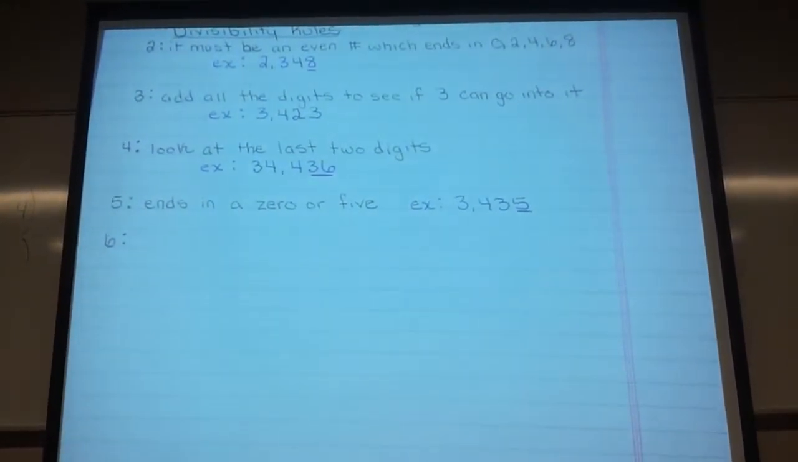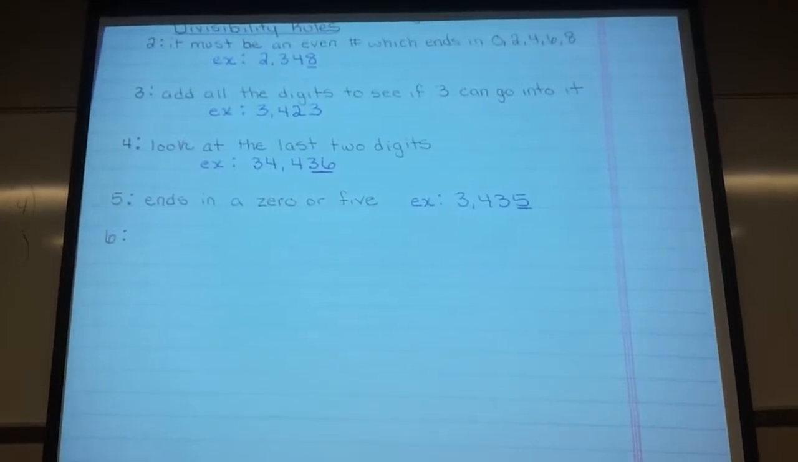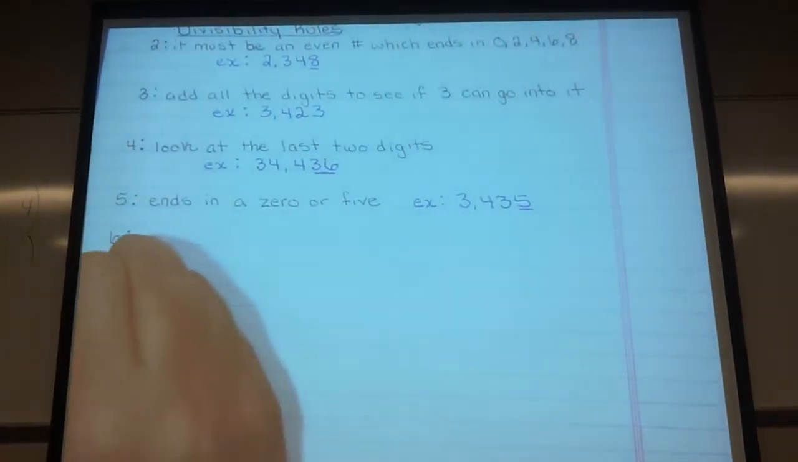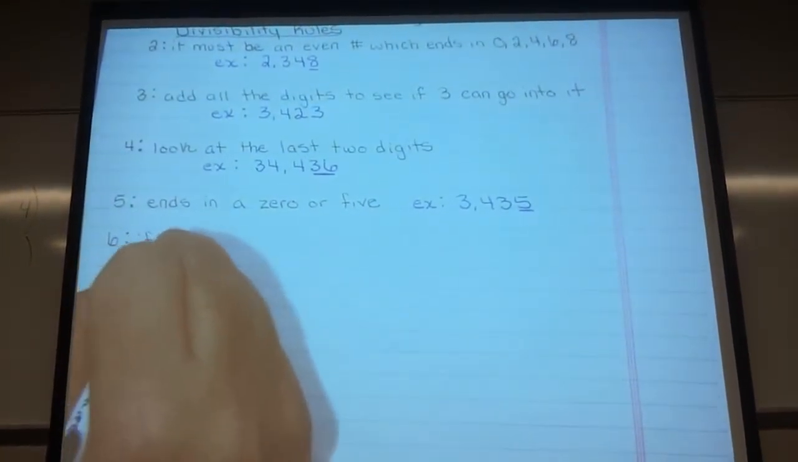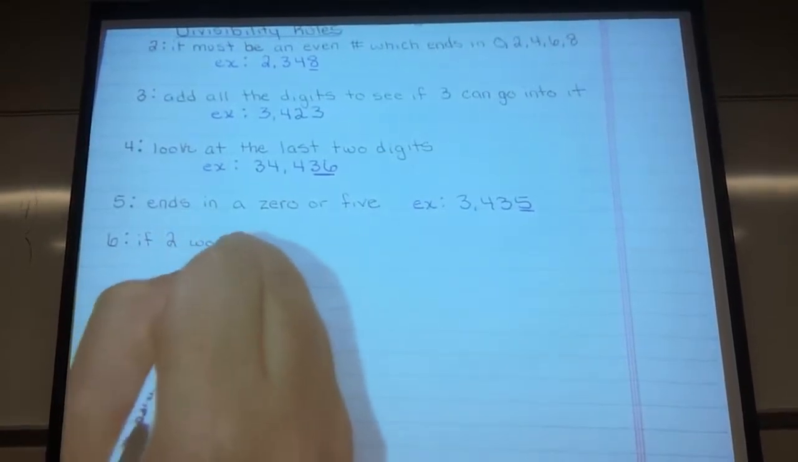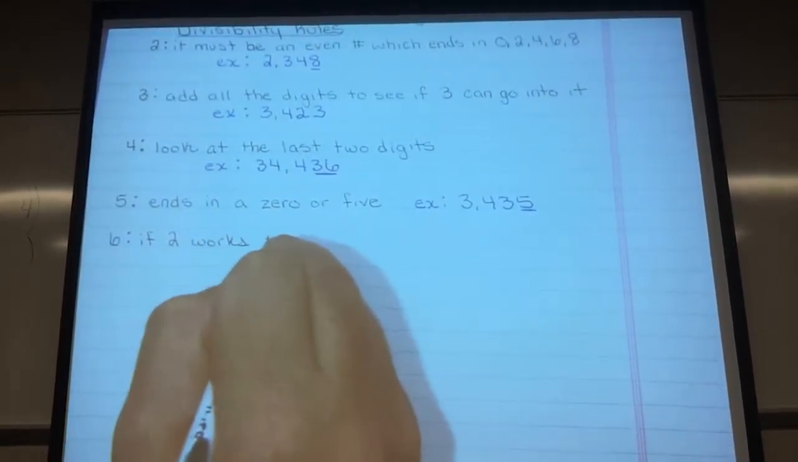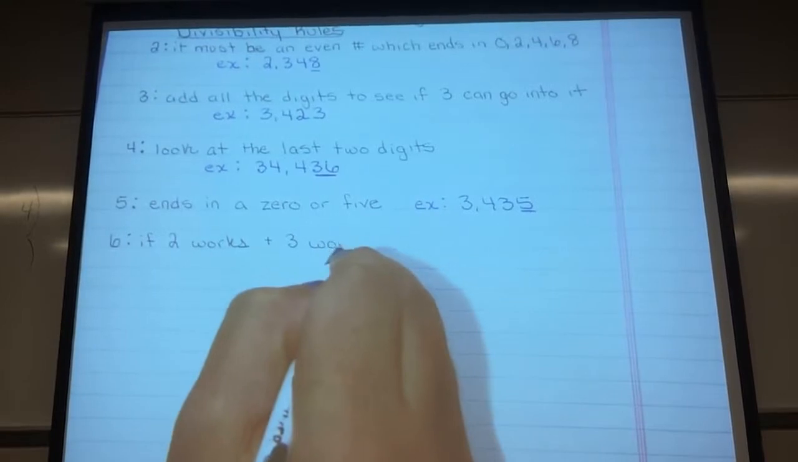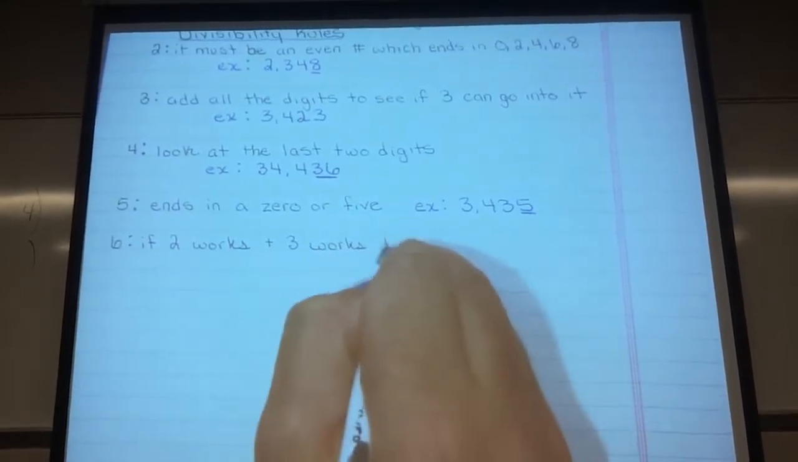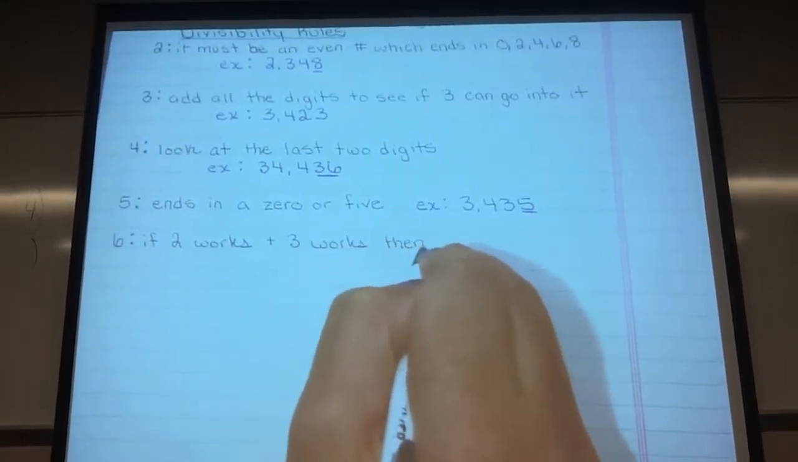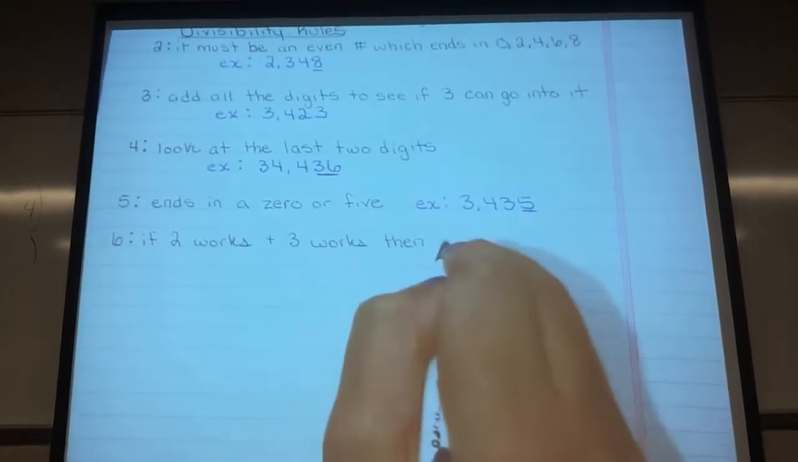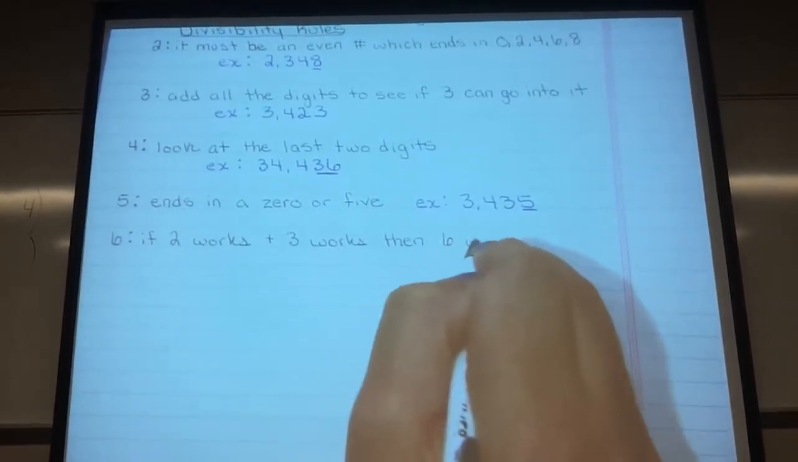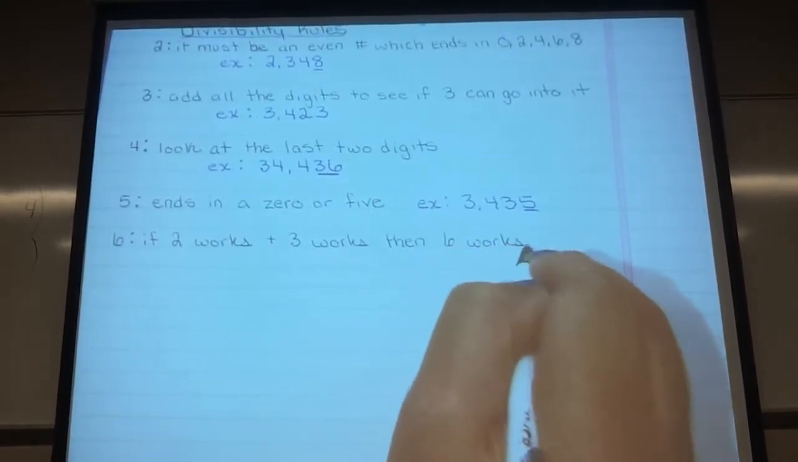Now 6, it's not as exciting. There is a rule. The rule is if 2 works and 3 works, then 6 works. So you kind of have to check 2 of them to know if one of them works. So if the divisibility rules for 2 and 3 work, then 6 works.